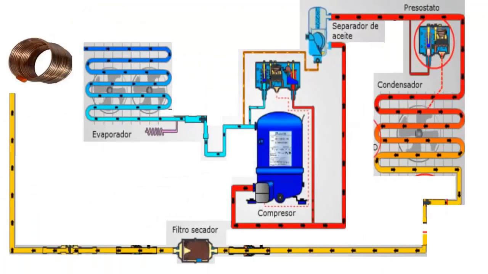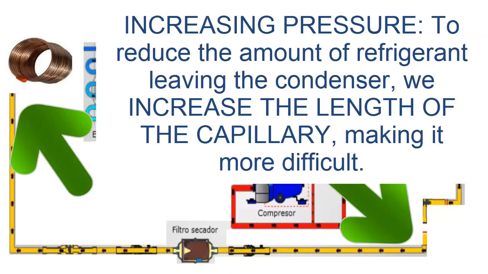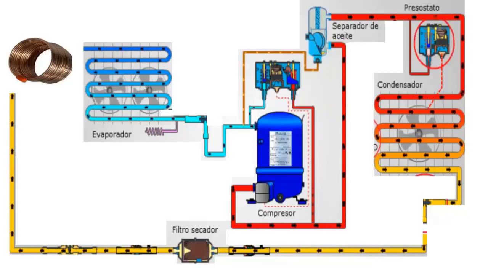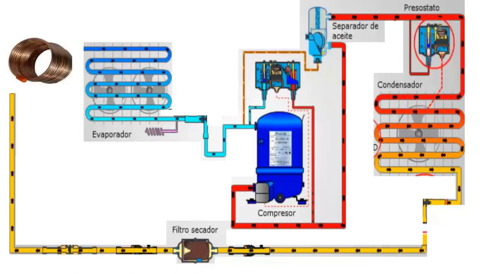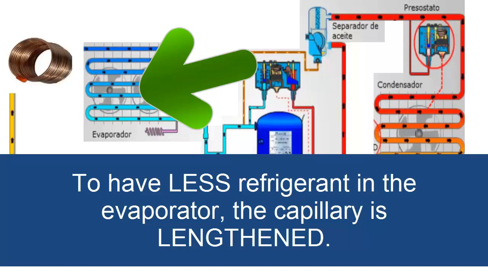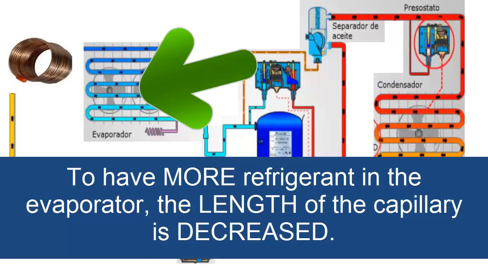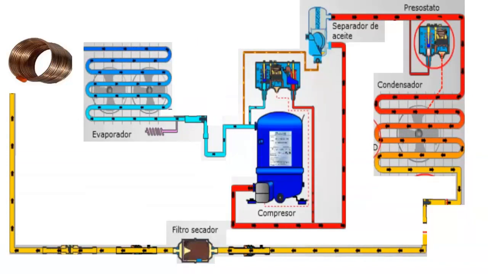Then we need less refrigerant to come out of the condenser. And for less refrigerant to come out of the condenser, what we have to do is increase the length of the capillary. Notice the difference between both points. When we want less refrigerant in the evaporator, we lengthen it. When we need more refrigerant in the evaporator, we shorten it. But when the differences are less, we leave 5 psi.